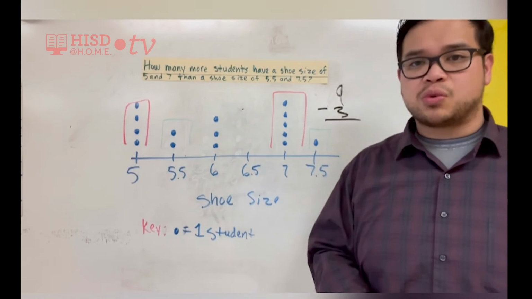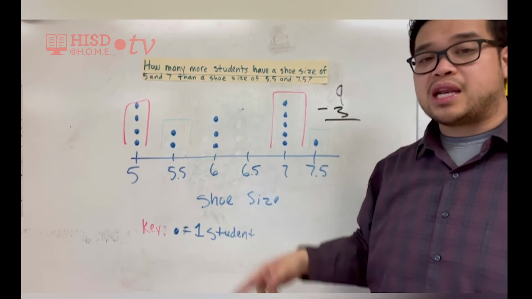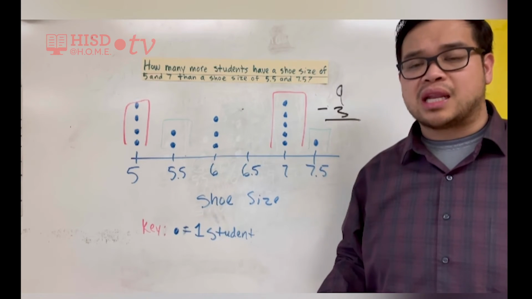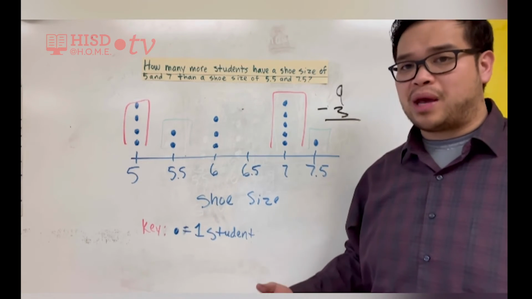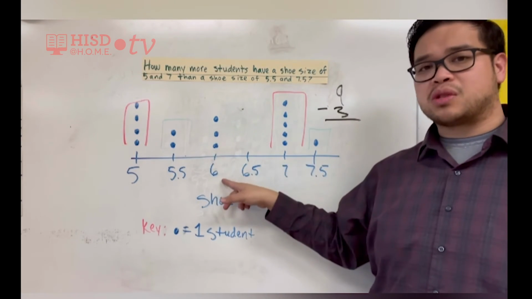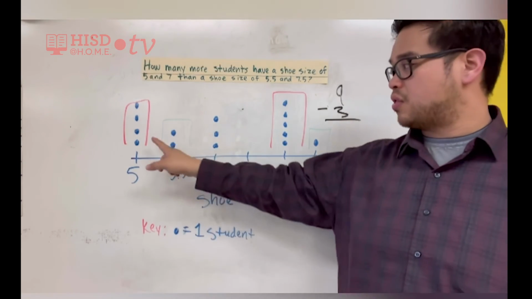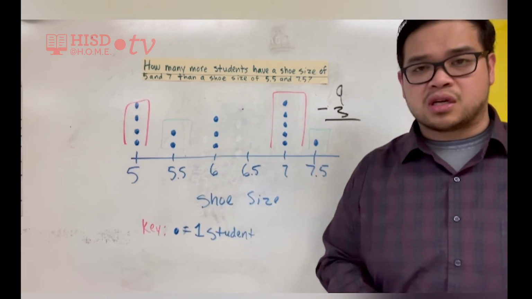Before I subtract, I just want to explain that you notice how I boxed these in? Again, it helps me keep my work organized and lets me know what I'm subtracting, what I'm adding, lets me know what I'm working with. You see, we're not doing anything with the 6, so I can ignore that and not focus on that. I can only focus on these sets of shoe sizes here.